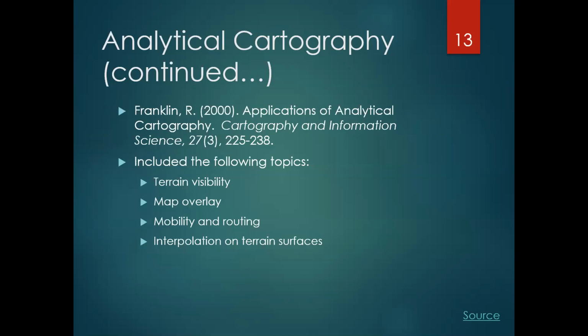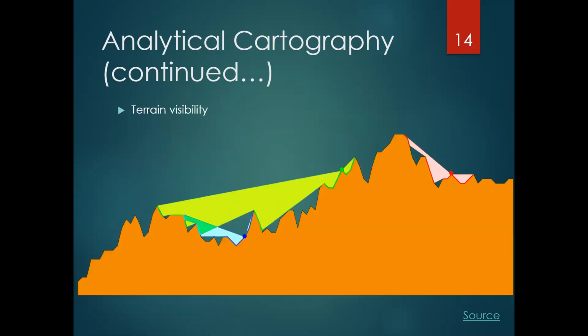And Franklin, in his paper of 2000, addressed different applications of analytical cartography, including terrain visibility analysis, map overlay, mobility and routing, interpolation on terrain surfaces. Let's just see some examples of these applications of analytical cartography. First one, terrain visibility.